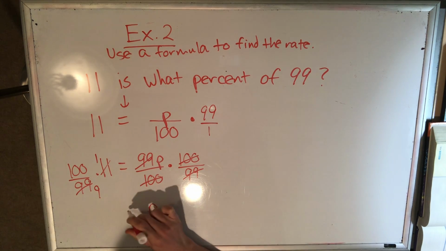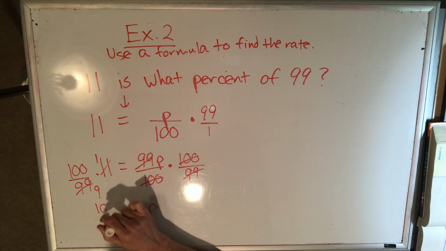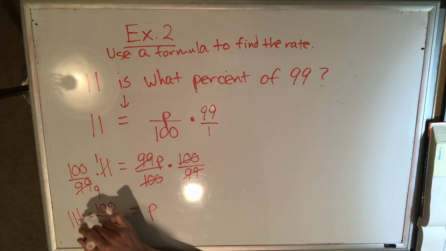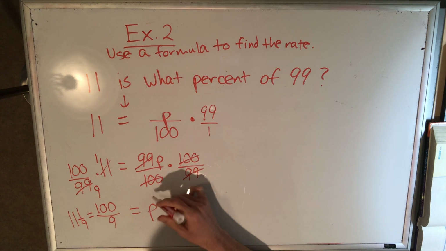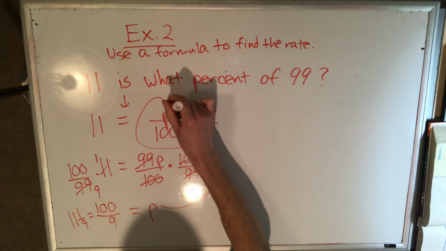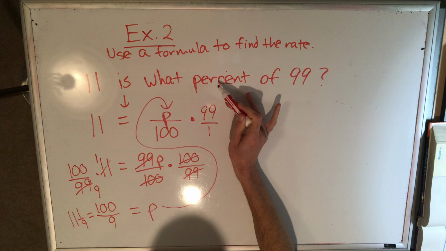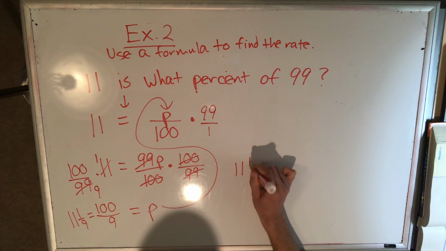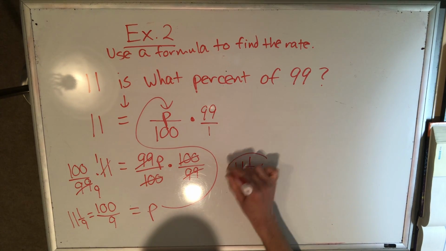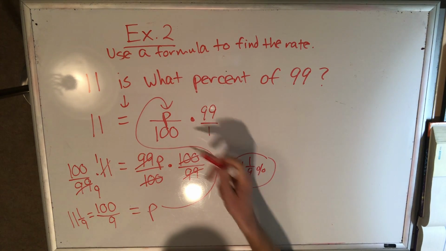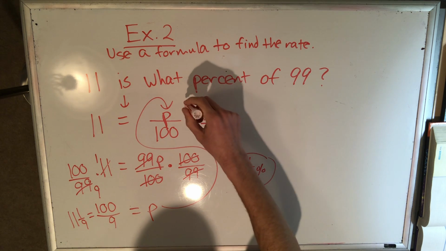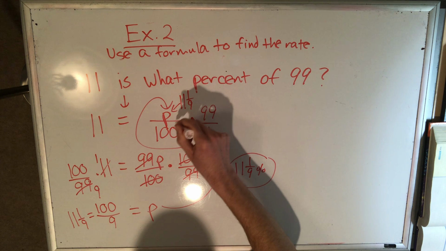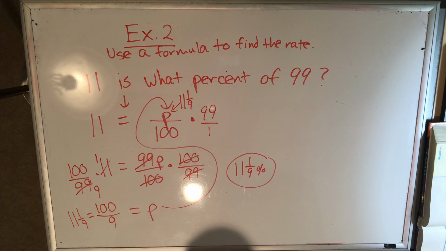And so p equals 100 times 1 is 100, 100 over 9. 100 divided by 9 is 11, remainder 1. So p equals 11 and 1/9. Well, P stands for what percent? So if P is 11 and 1/9, the answer is 11 and 1/9%. Or just think percent tells you how many hundredths you have. So if P is 11 and 1/9, then 11 and 1/9 over 100 is 11 and 1/9%.